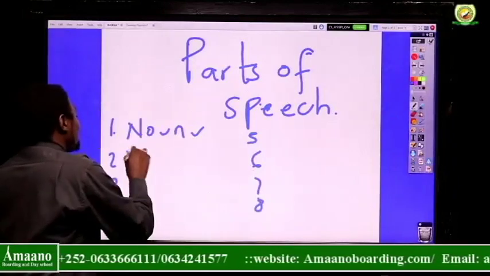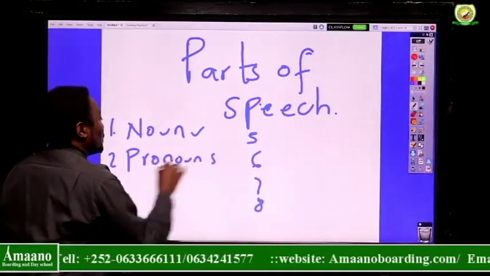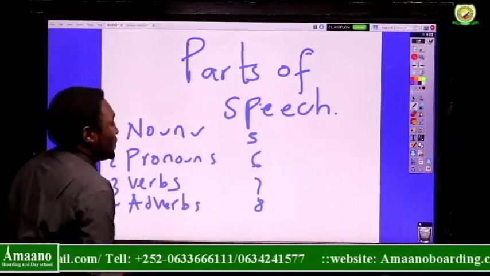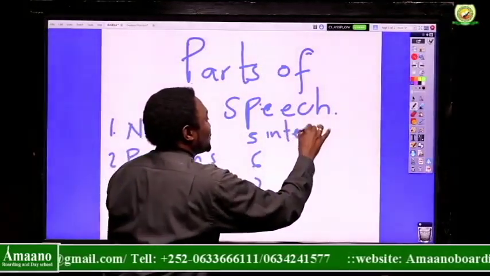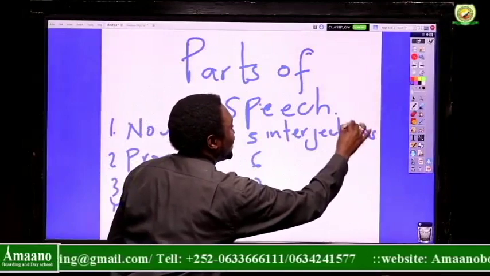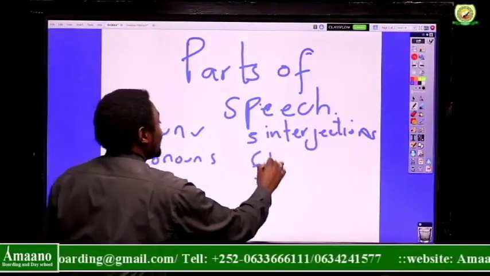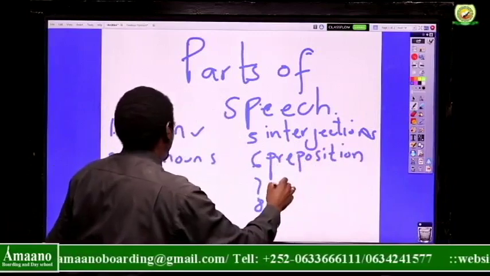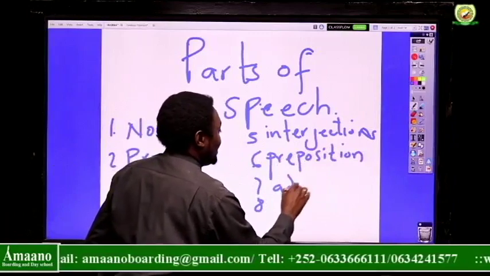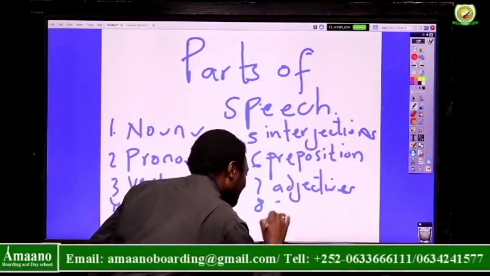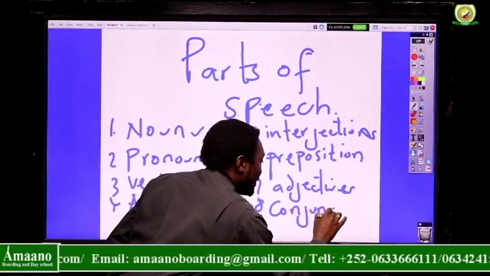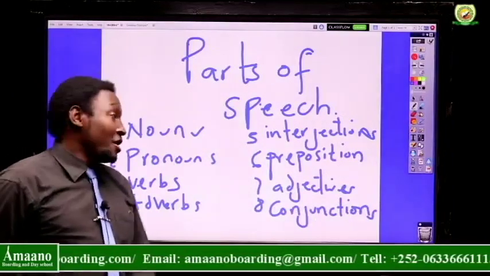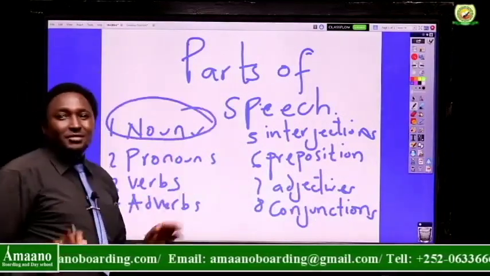We have nouns, we have pronouns, we have verbs, we have adverbs, we have interjections, which are also called exclamations. We have prepositions, we have adjectives, and finally we have conjunctions. So these are the 8 parts of speech. You can all remember that because we've done that ever since grade 1. But today we're going to learn about nouns only, types of nouns.